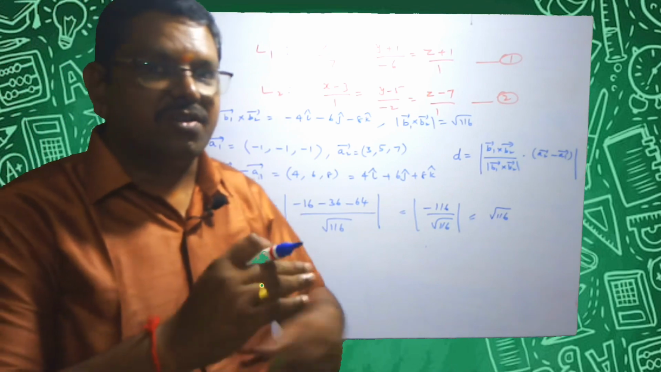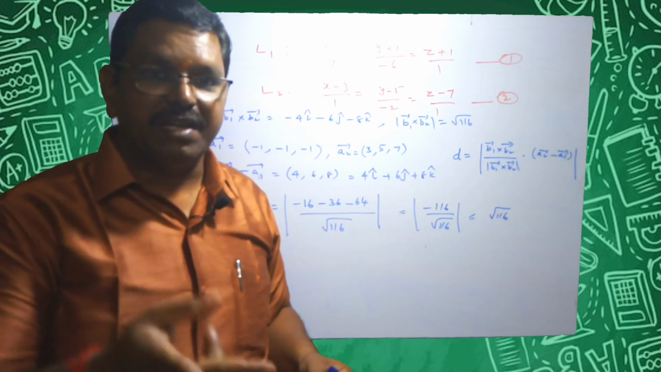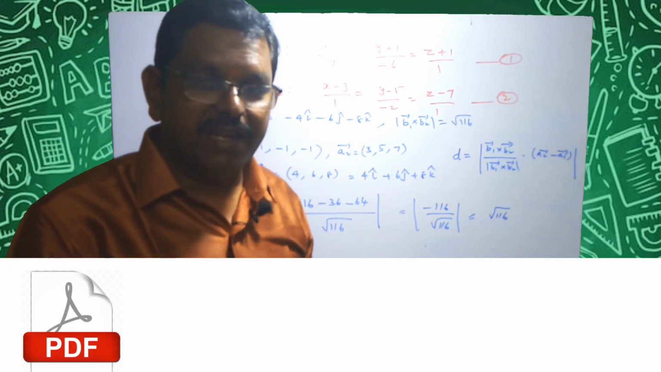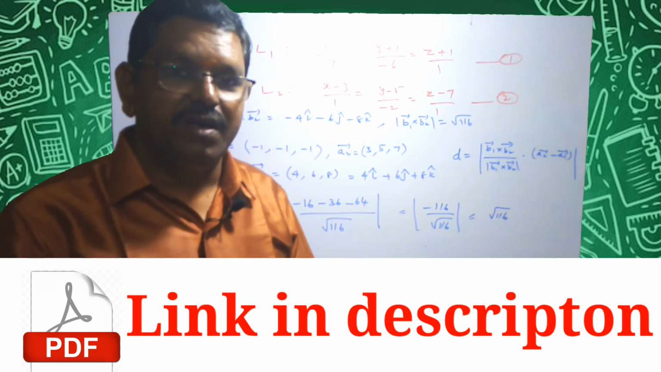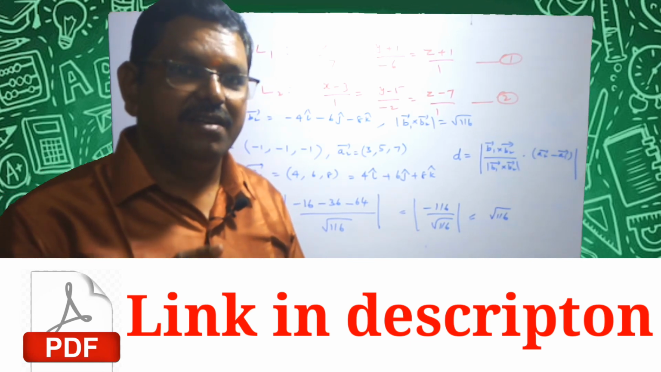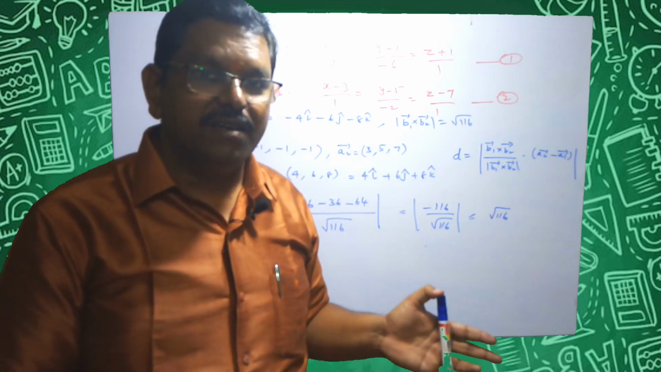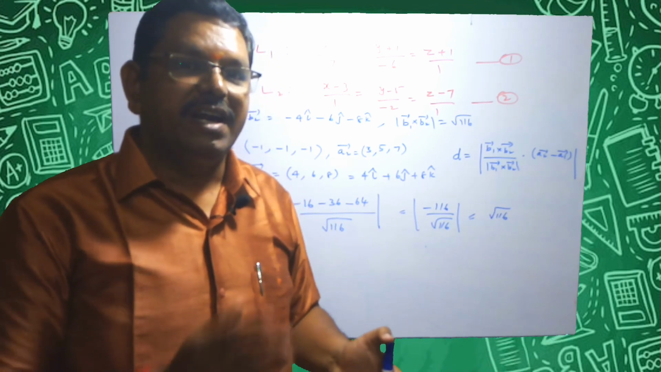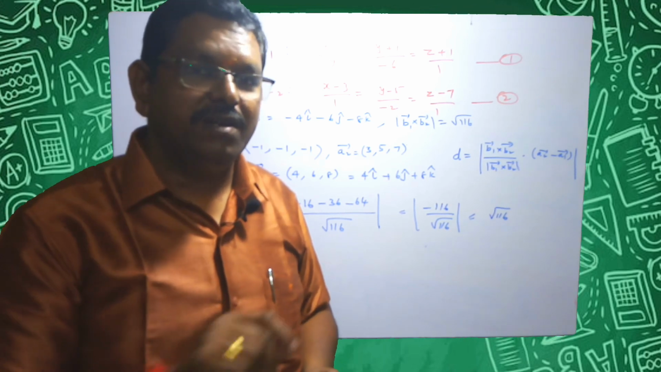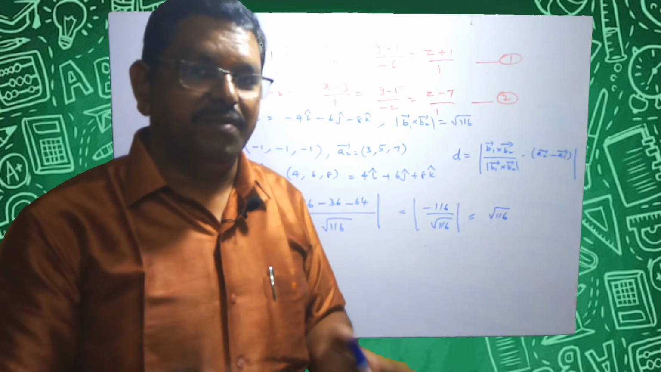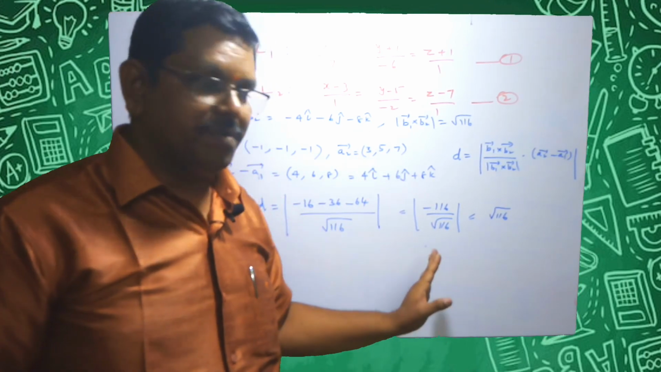In short, I will just recollect all the points we discussed today. The shortest distance between two lines, those two lines may be parallel lines. If they are parallel lines, the formula is D is equal to modulus of B vector cross A2 minus A1 divided by modulus of B vector. Whereas if two lines are not parallel, then the formula is D is equal to modulus of B1 cross B2 dot A2 minus A1 divided by modulus of B1 cross B2. Using these two formulae, we found all the solutions of this topic.